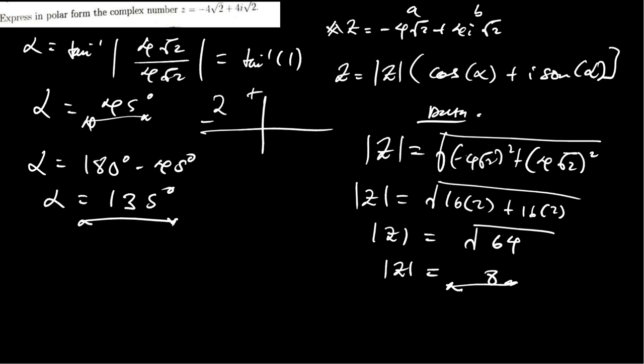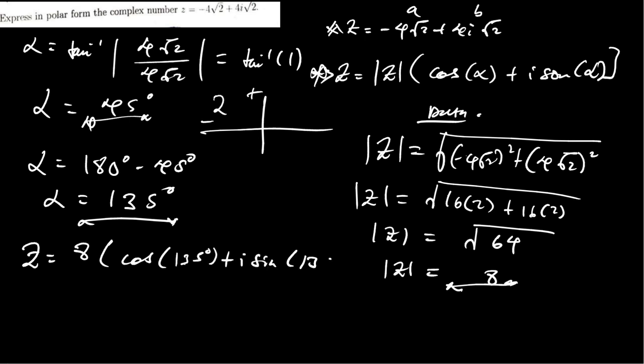Then you can plug back into the polar form star, and you have z being equal to 8, then cos of 135 degrees plus i sine 135 degrees, like that.